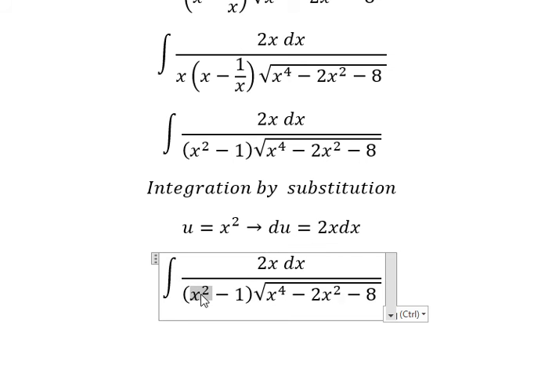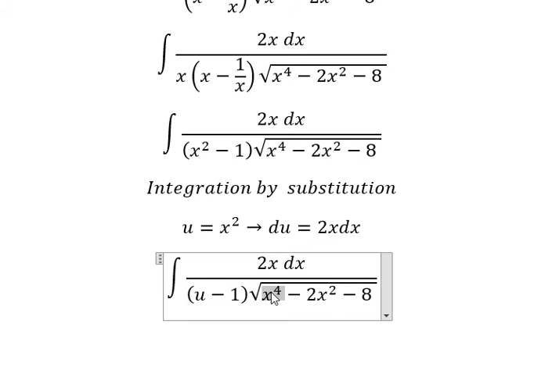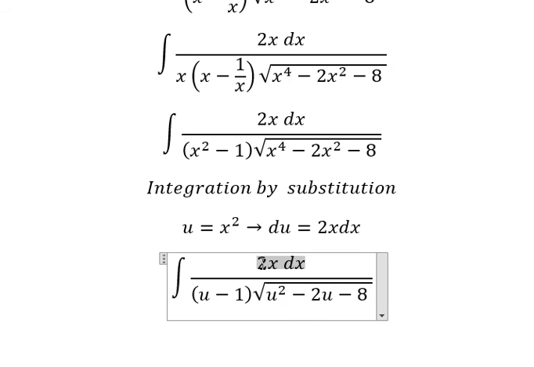This one we change by u. This one we change by u squared. This one we change by u. 2x dx we change by du.